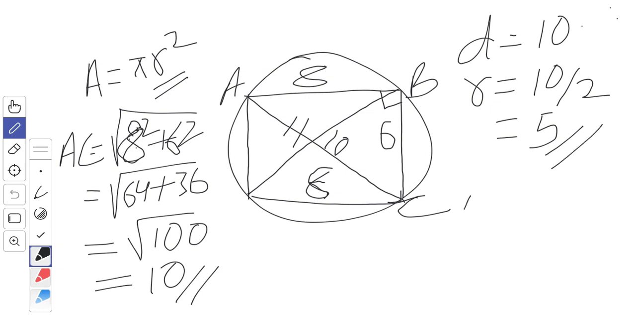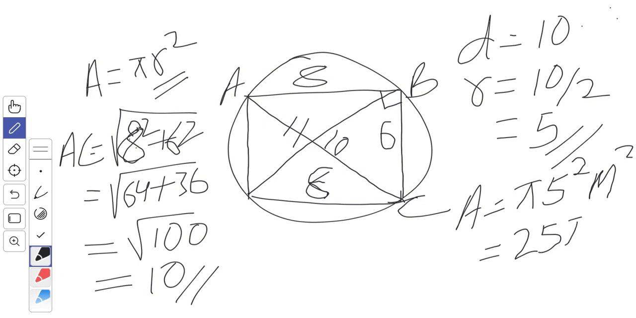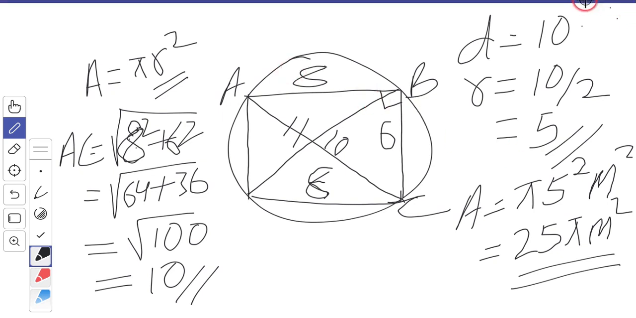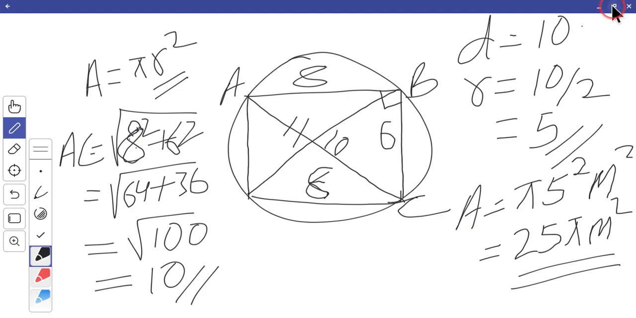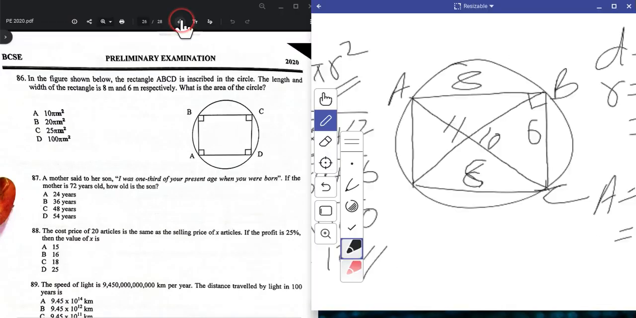Now the area is equal to pi r square. Pi 5 square, r is 5, square meter, that's the area. So equals to 25 pi, 5 square is 25, pi meter square. So this is the correct answer. The area of the circle is 25 pi meter square. So if you look into the options, option C, 25 pi meter square is the correct answer.